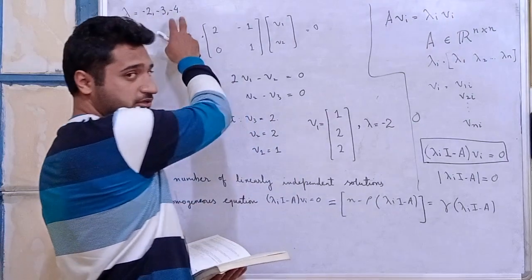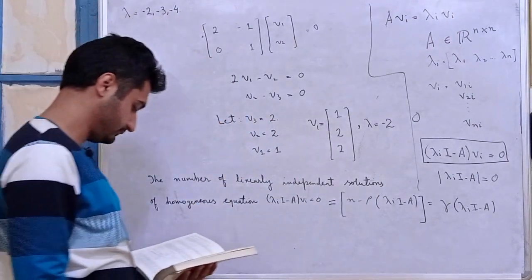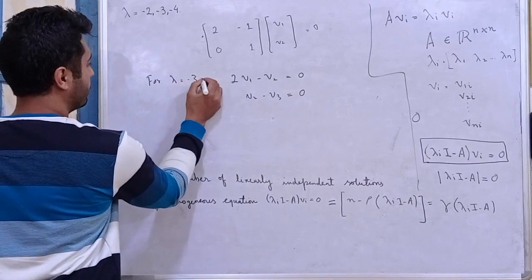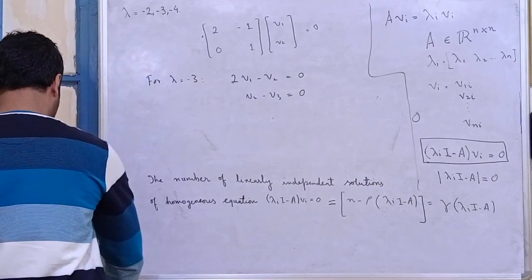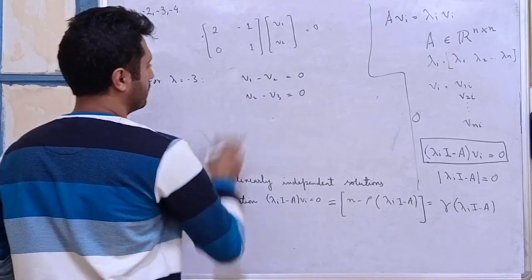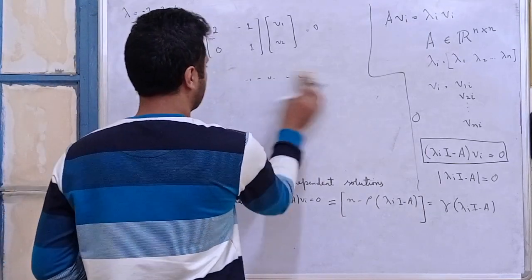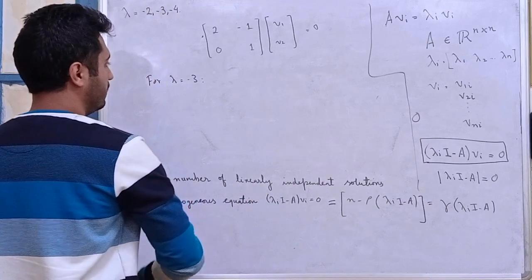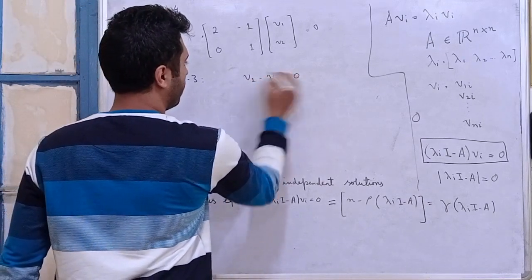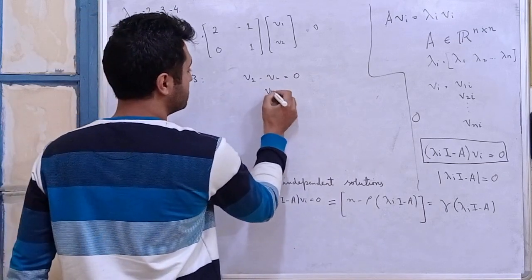Try this for -3 and -4. This is easy. For lambda equal to -3, you are getting an equation. What equation is coming? v1 minus v2 is equal to 0, and another equation you are getting is v3 equal to 0.